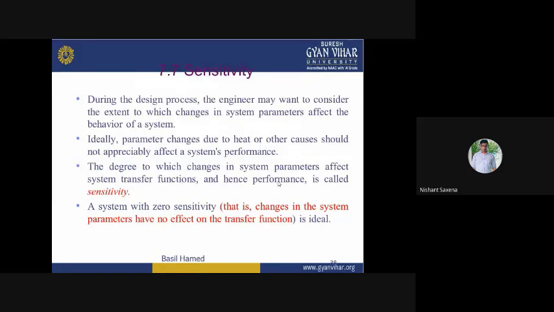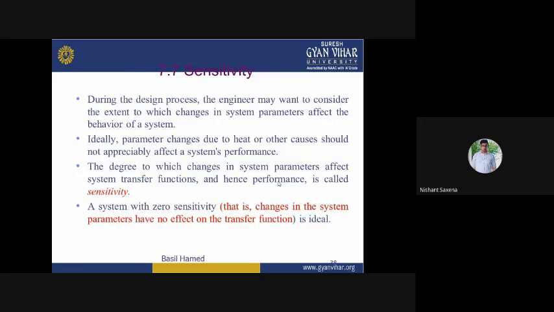Now there is another parameter for this estimation, that is the sensitivity parameter. During the design process, the engineer may want to consider the extent to which changes in the system parameters affect the behavior of the system. Ideally, the parameter changes due to heat or other causes should not appreciably affect the system's performance. The degree to which the changes in the system parameter affect the system transfer functions, hence the performance, is called sensitivity.